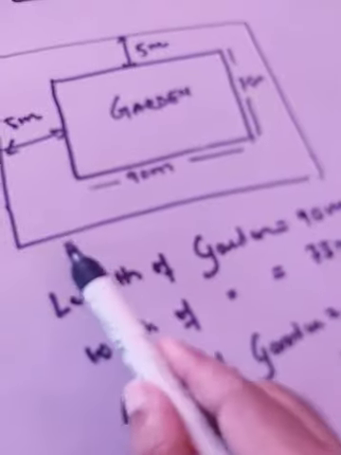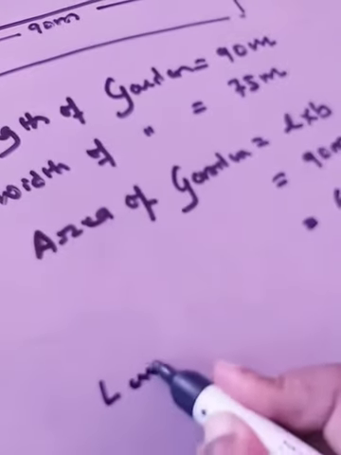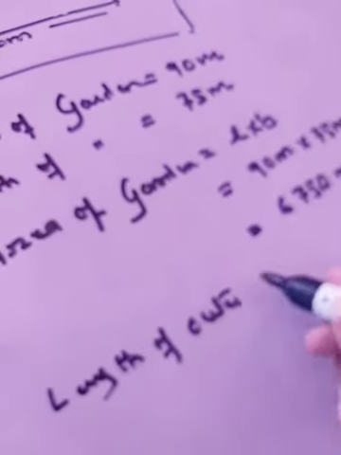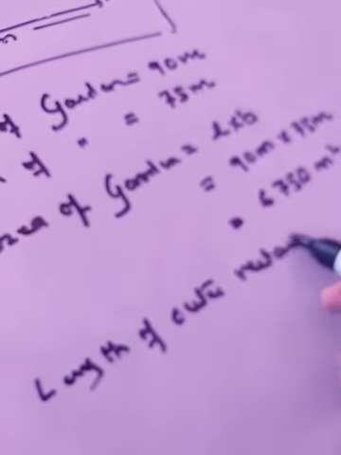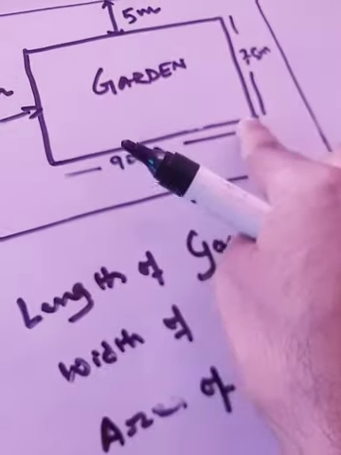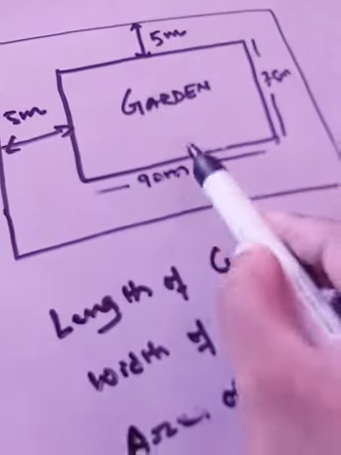Now the outer dimensions, that is the length and width of the outer rectangle, are not given, so we have to get them. So the length of the outer rectangle is, see, this part is 90 meter, isn't it, up till here. From here to here we have 90 meter, and what is the path? 5 meter, 5 meter, 5 meter and 5 meter.